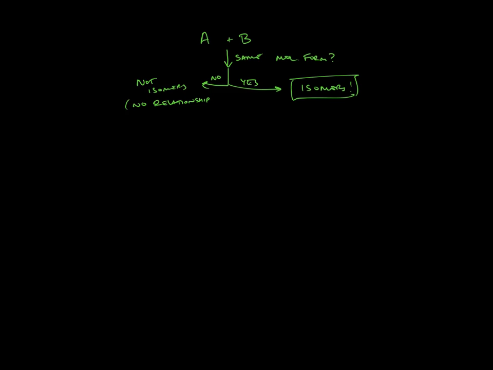From isomers, we can break this down even further. So the next thing I would ask myself is, are the bonds in the same place? If the bonds are in the same locations, then we have two possible situations. If the bonds are not in the same location, then they are constitutional isomers or structural isomers. Put in here conformers.